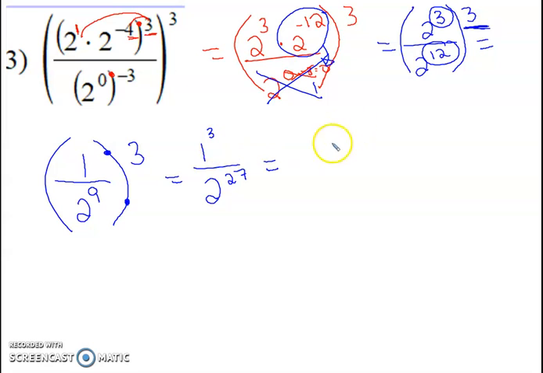1 to the third. What is 1 to the third? 1. Do not say 3. 1 times 1 times 1 is 1. 2 to the 27th. You do not need to simplify 2 to the 27th.